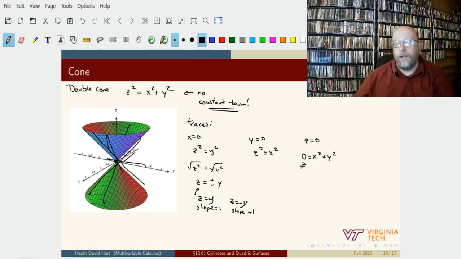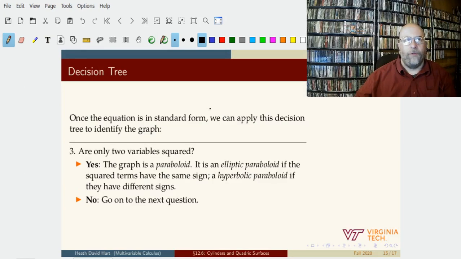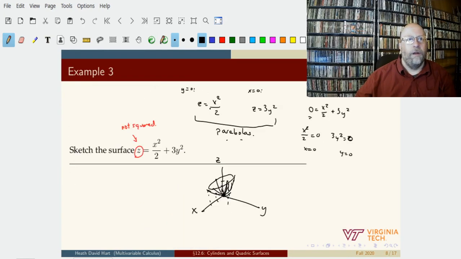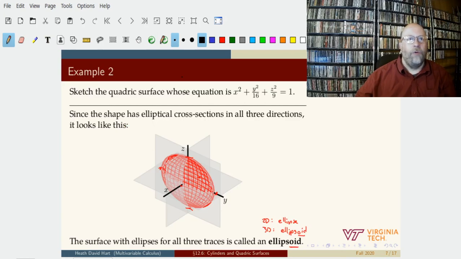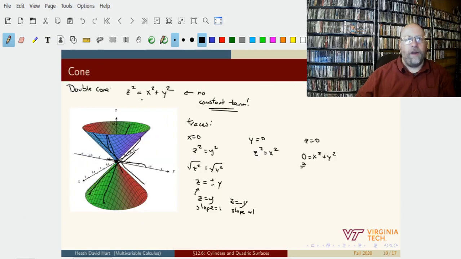That's going to be important. If we back up, way back up to example 2, or example 3, I'm going in the wrong direction, sorry. Example 2, there was a constant term in this equation. So we didn't get a cone, we got an ellipsoid. This equation doesn't have a constant term. That's sort of the thing that identifies a cone.